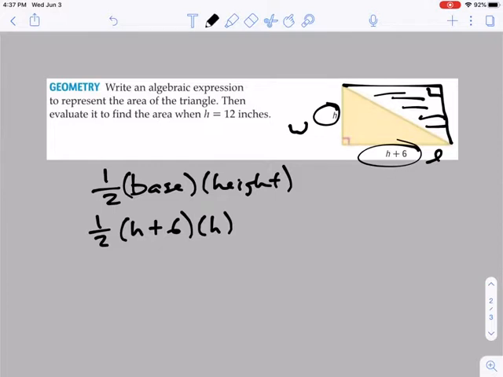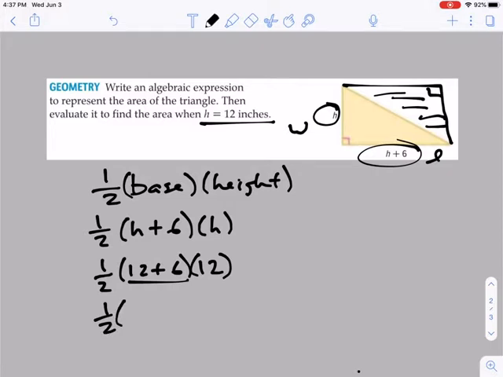All right, now, I'm happy with that. I think that looks okay. Then it says evaluate it to find the area when h is 12. So we're just going to rewrite this and we're going to substitute in 12 for h. So we're going to go 12 plus 6 and then 12 right here. All right, so PEMDAS tells me I got to do this parentheses part first. So I'm going to do 1/2 times 12 plus 6 is 18, and then we got 12 here.